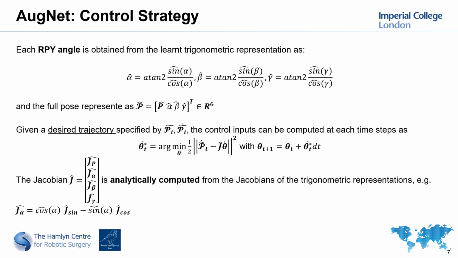Once the model is learned, again we are learning this trigonometric representation, but it's possible to directly extract the angles and so obtain a full robot pose. During control, we generally specify a given trajectory in terms of position, roll, pitch, and yaw angles. The control variables can then be easily computed with the learned model from a simple minimization problem. In this case, the robot Jacobian can also be easily and analytically computed from the learned model and from their geometric representation.